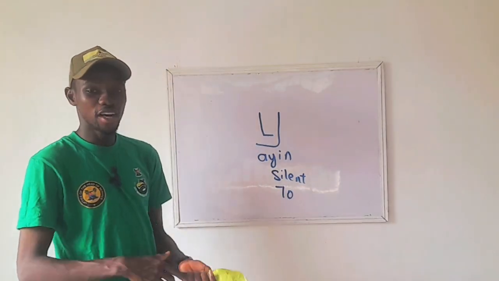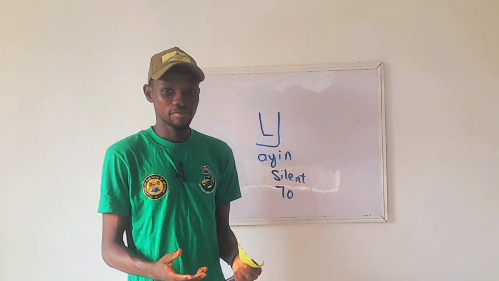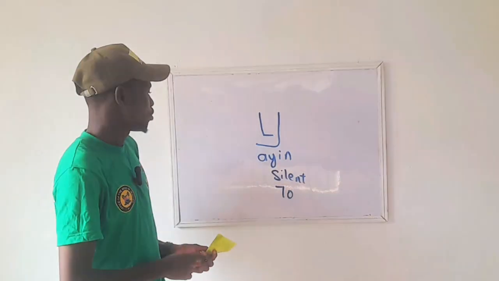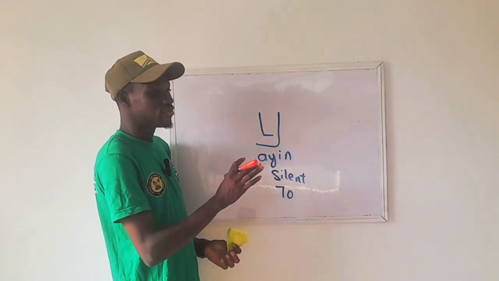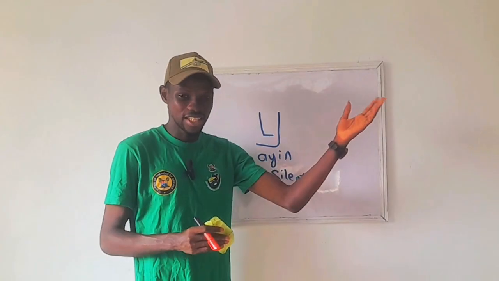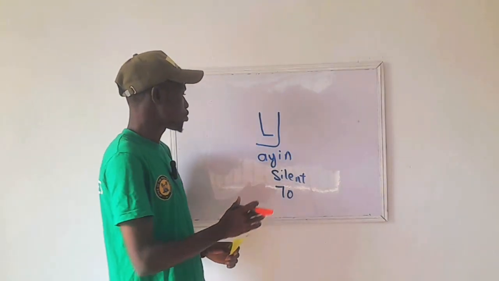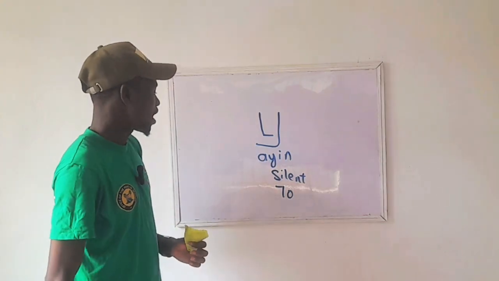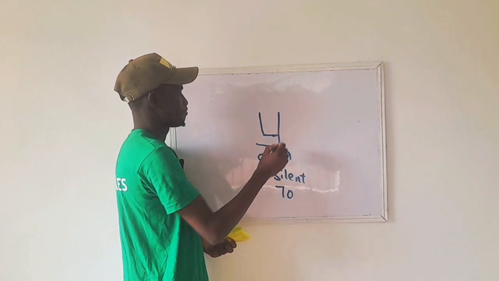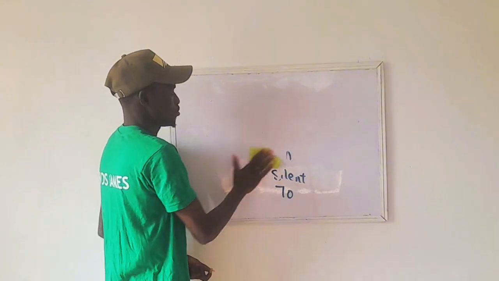So in Hebrew, go and watch the video on types of alphabet. All right, you can use the link. Watch the video on types of alphabet, and you're going to see that we have these two silent letters in Hebrew: Aleph, the first letter, and Ayin, the 16th letter. So Ayin is silent, 70. All right, that's how I write Ayin. Okay, so we're going to write it again, don't worry.